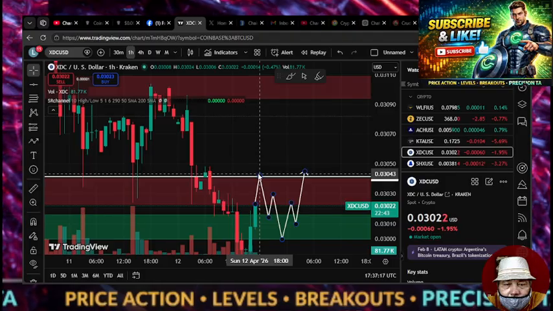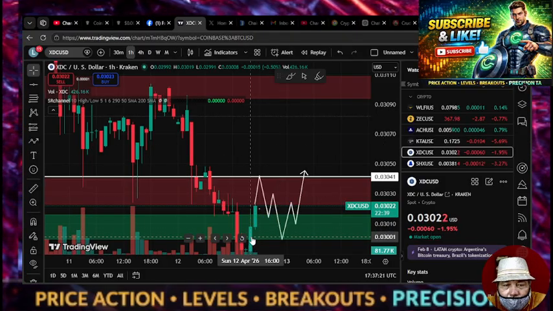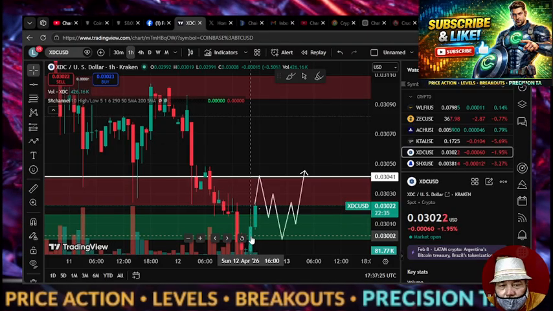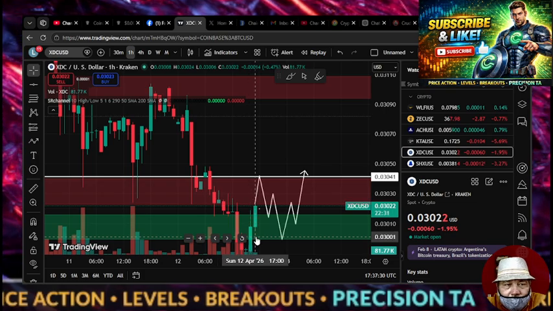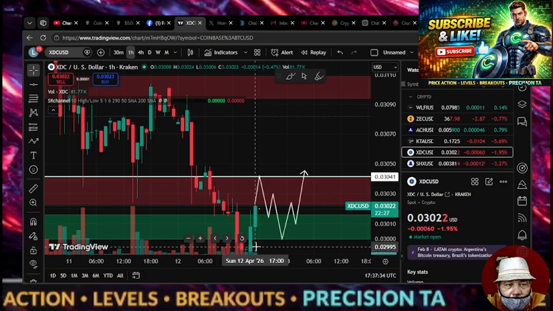Now, if we could get some volume to come in here, like we did, we got some volume in these last two candles, these last hour candles, around 426,000. Well, that dropped dramatically right there. That was 881.